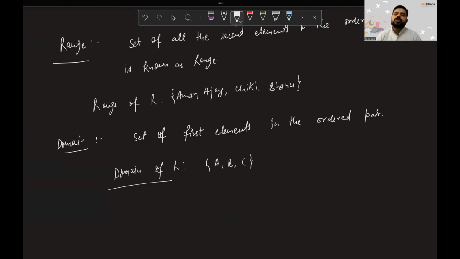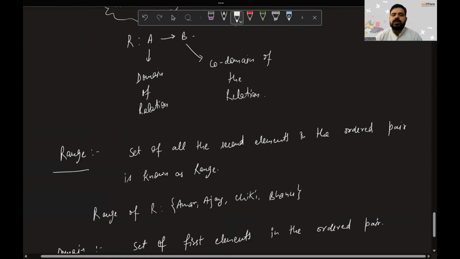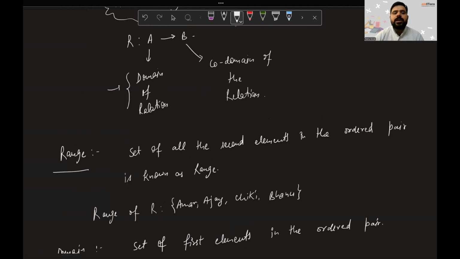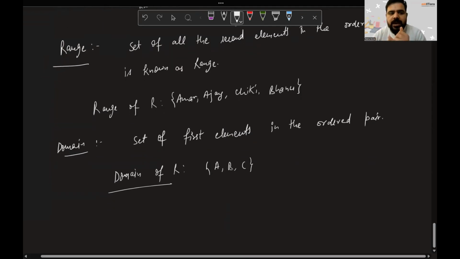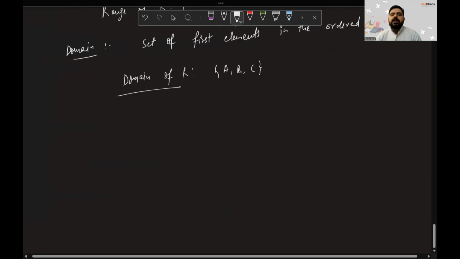There might have been a possibility that there is some element which is not mapped at all, right? So definitely I'm not saying this whole set is going to be the domain. The domain of the relation is only the first elements of ordered pairs. I hope that is crystal clear to you guys. We understand what domain is and what range is. Yes, I'll be giving you a few questions to practice based on this.